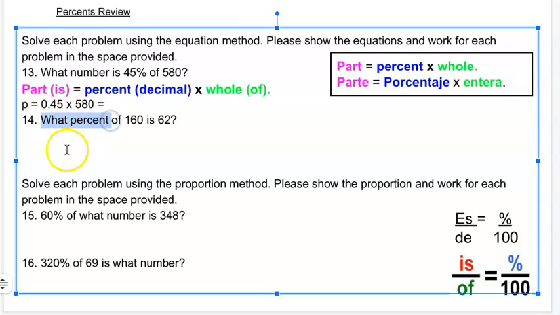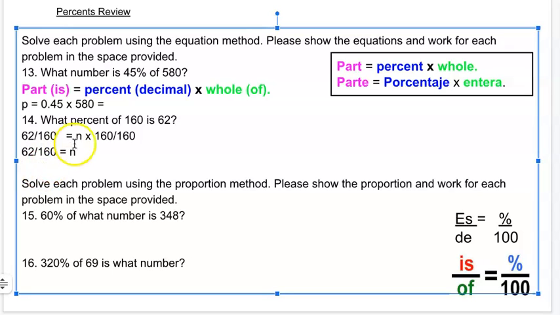What percent is the missing piece? So that's going to be equals, let's put N for percent, times our of, which is 160, and our is 62, so it goes on this side. So 62 equals N times 160. To get rid of times 160, we divide both sides by 160. And so we'll be left with 62 divided by 160 is equal to N, and you can solve that.